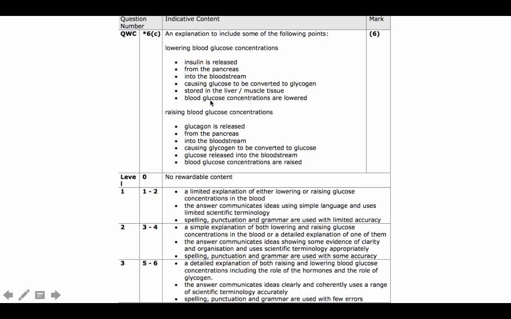Now, everyone needs to have a go at those 6-mark questions. But don't be afraid to bullet point your answers, that's fine. And if you can't get all 6 marks, just go for 2-3 marks. You don't necessarily have to get them all, but don't miss them out.